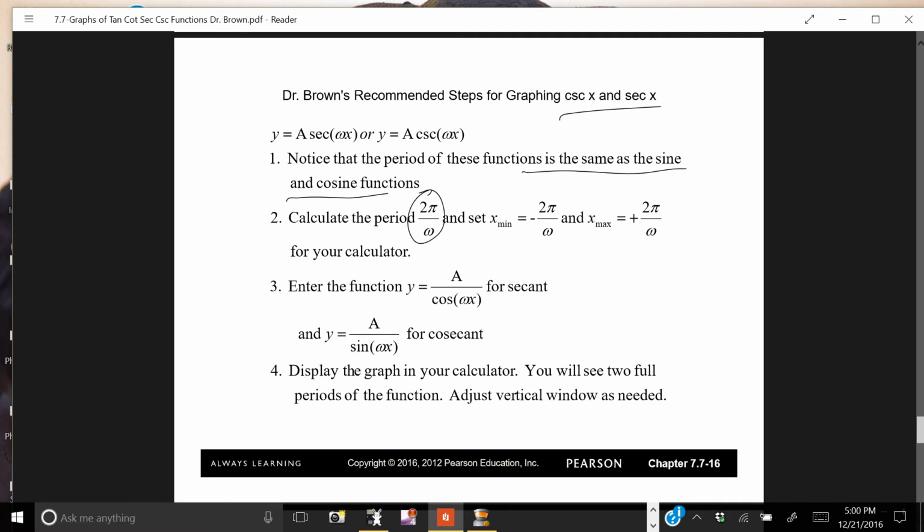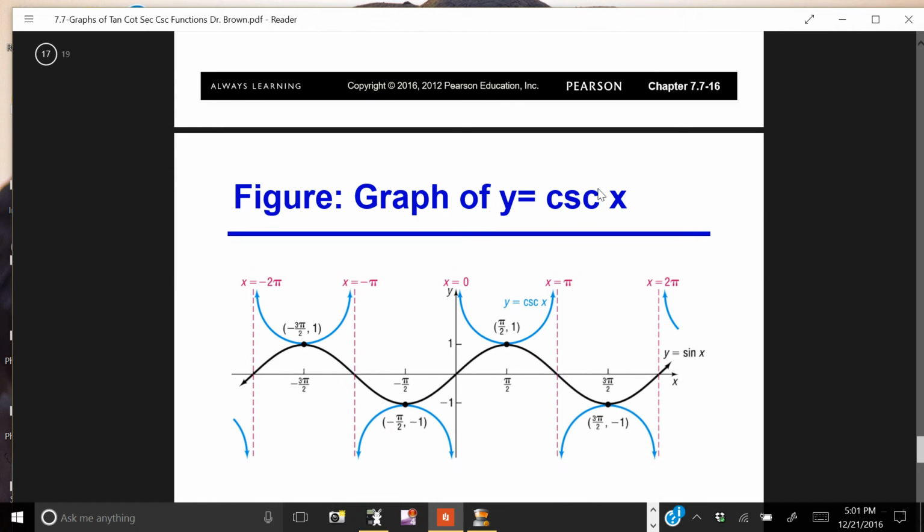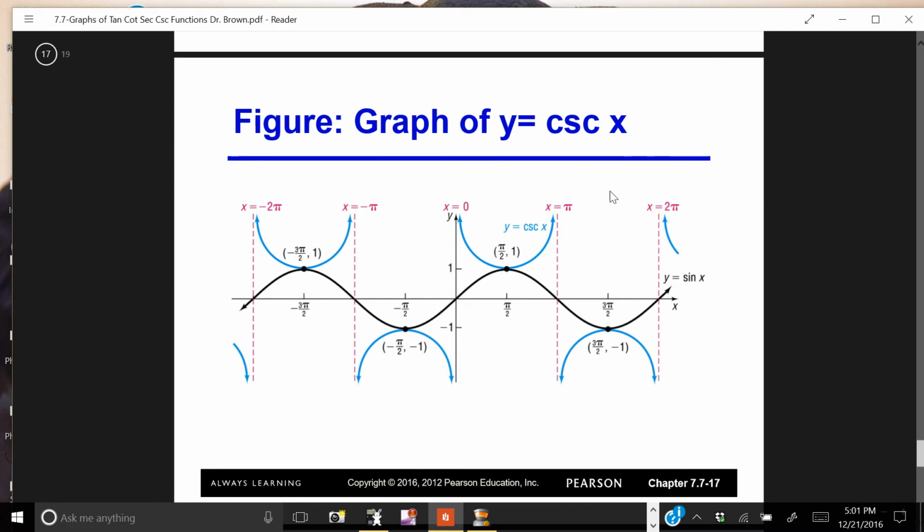So you set x min to be minus 2 pi over omega, x max to be 2 pi over omega. Enter a over cosine of omega x for secant, and enter y equal a over sine of omega x for cosecant. Display in your calculator and you'll see 2 full periods of the function, and you can adjust the vertical window as needed. So here is a nice neat graph of the cosecant function.